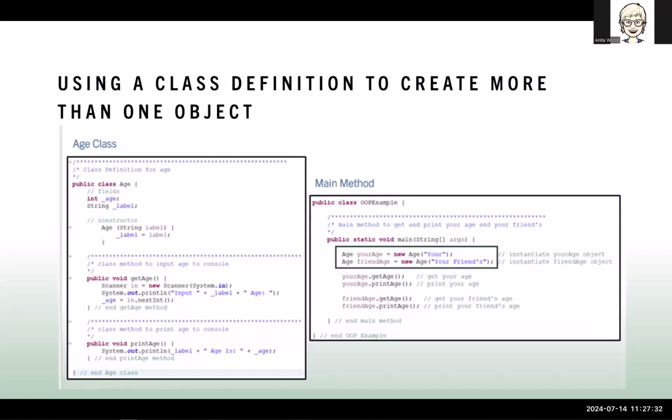Remember in the introduction to object-oriented programming video, we showed how you can use the class definition more than once to create more than one instance. In that video, we were calculating your age or your friend's age. Here is both the Java code for the Age class and the main method. The box indicates how we define two instances of the Age class, one for you and one for your friend. We distinguish between the two instances by using two different names, yourAge and friendAge.